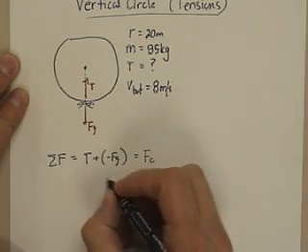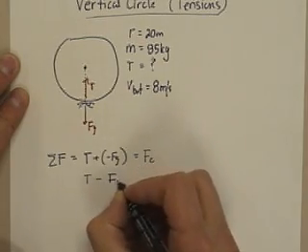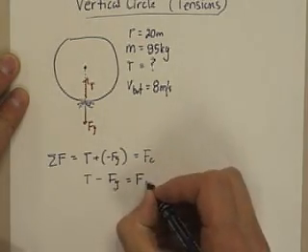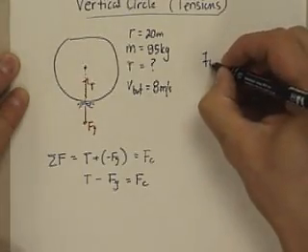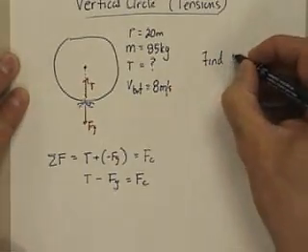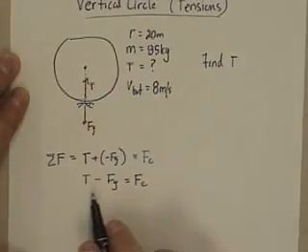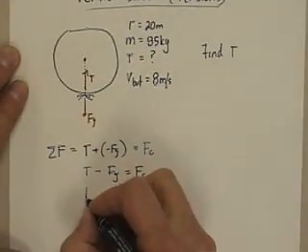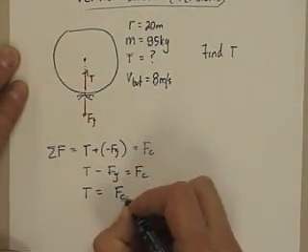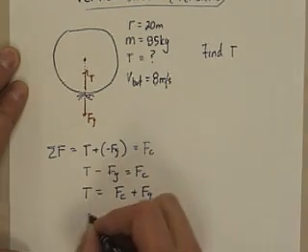So tension minus force of gravity is equal to Fc. I guess we should actually, oh, I already said that here. We're going to find tension. Tension is unknown. So tension would equal Fc plus Fg. So let's figure it out.